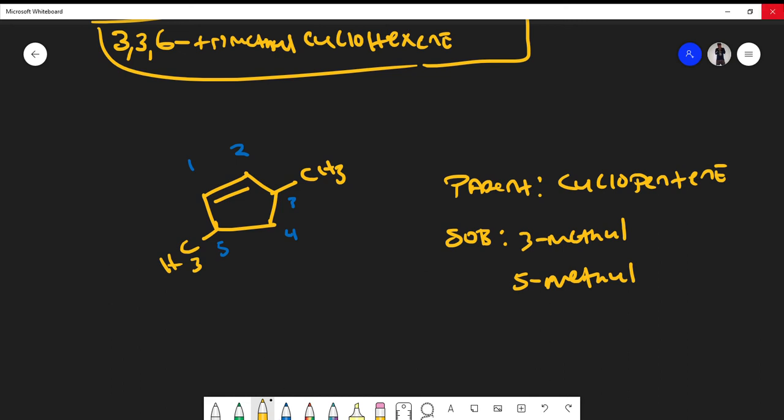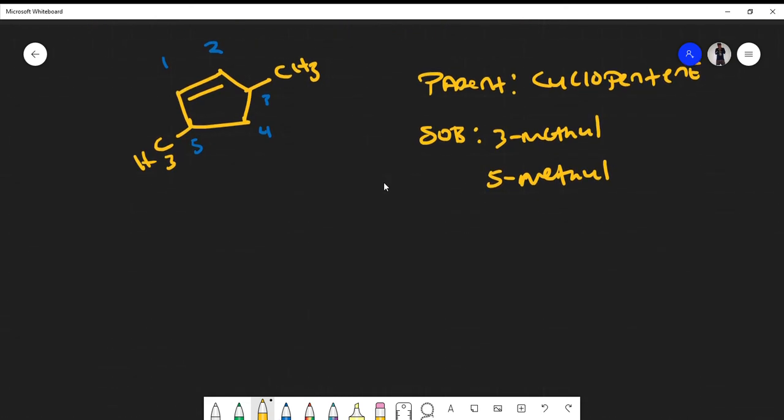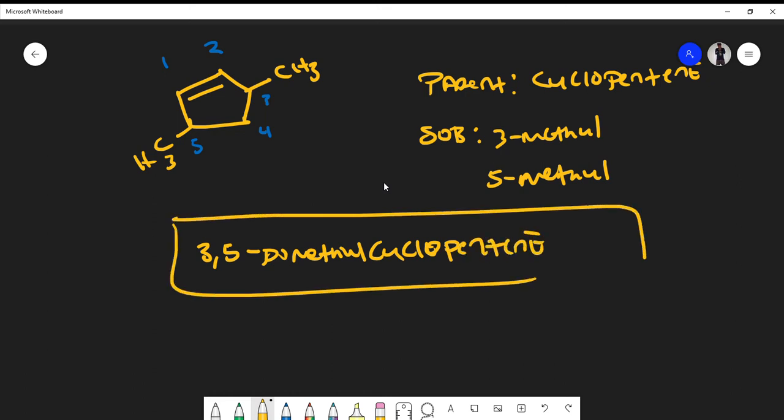So if we put the name of the molecule together, this becomes 3,5 dash. We have to use a prefix now, dimethyl, because we have two methyl groups. Cycloalkenes. So this would be the IUPAC name for this molecule.